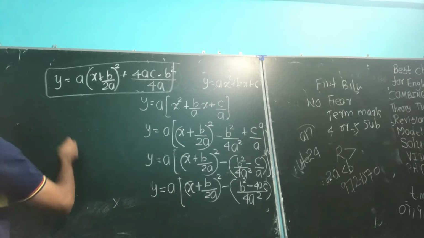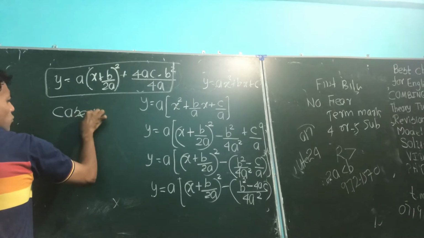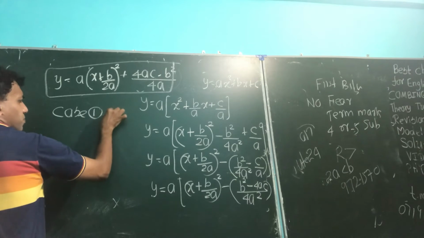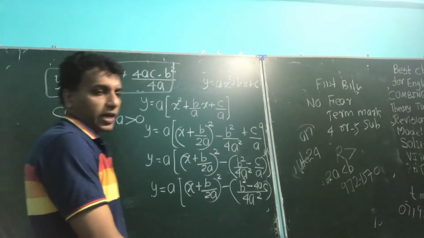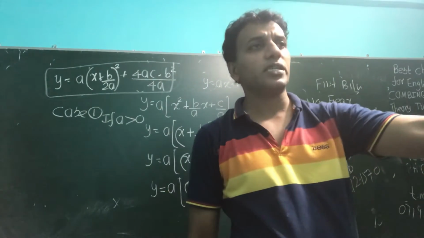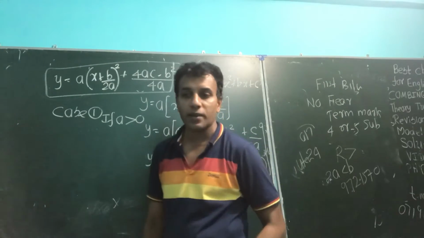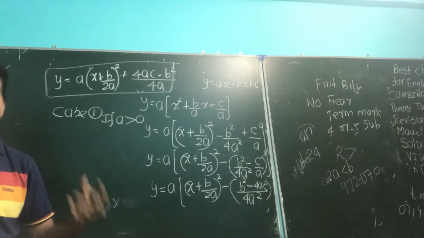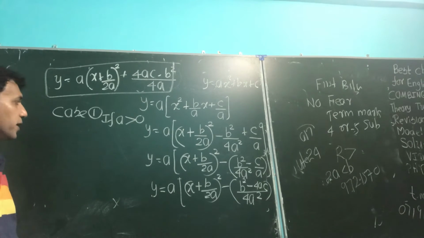See that. So write case 1, if a greater than 0. Case 1, if a greater than 0, right? What do you mean? A in front of x square, right? In front of x square, more than 0, plus number, plus value, right? More than 0, right?